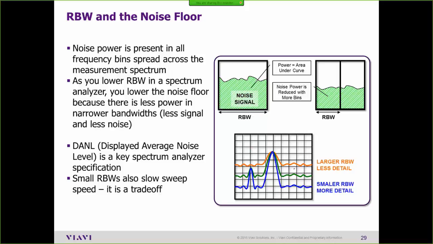So cranking down the RBW is almost essential to try and find interference, because you're a long ways from the signal and it's down in the noise. The term "it's in the noise" means you just don't see it because of the amount of power in the noise.